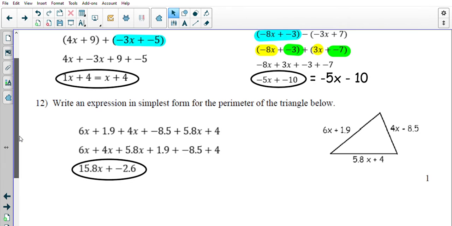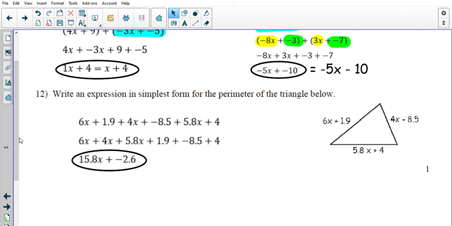Let's look at number 12. Write an expression in simplest form for the perimeter of the triangle below. Perimeter basically means we're just going to add all the side lengths together in any order here. So I started with this slant on the left, and I wrote 6x plus 1.9 plus 4x plus negative 8.5 plus 5.8x plus 4. And then I put my like terms, my x's side by side.